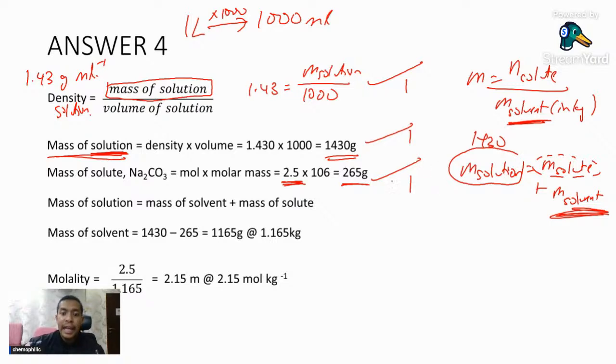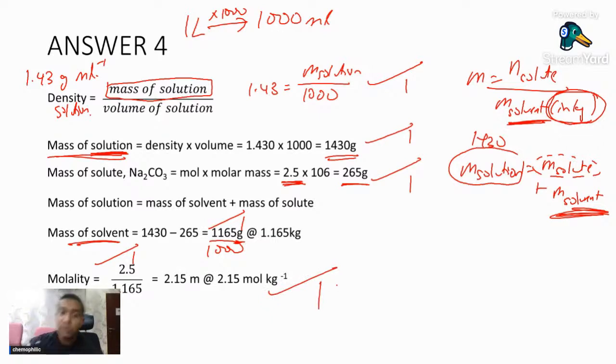Okay, and then when you calculate the mass of solvent by using this formula, you will get another mark, which is 1430 minus 265. Then the formula for molality is another mark, 1, 2, 3, 4, 5. And don't forget, inside our calculation here, this is in mass, in gram. But inside our formula, remember, solvent must be in kg. So 1165 divided by 1000, you get 1.165 kilogram.